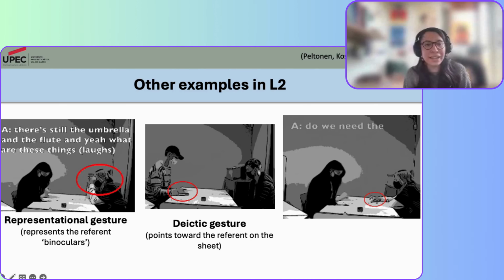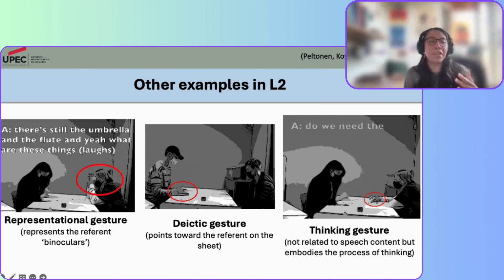And then the last one is an interesting example of, you see, she's tapping against the table in repetitive motions. And that's a typical example of a thinking gesture, where she's kind of trying to think of the word. And so you see, it's not related to speech content because it doesn't represent anything and it's not used to refer to something on the sheet of paper, but it really embodies the process of thinking with this repetitive tapping movement. So yes, these are some examples of gestures.